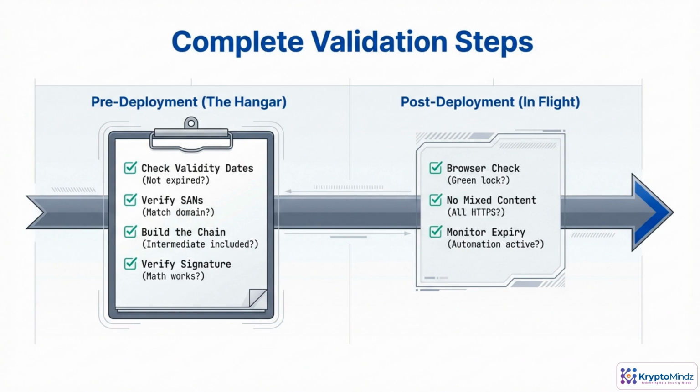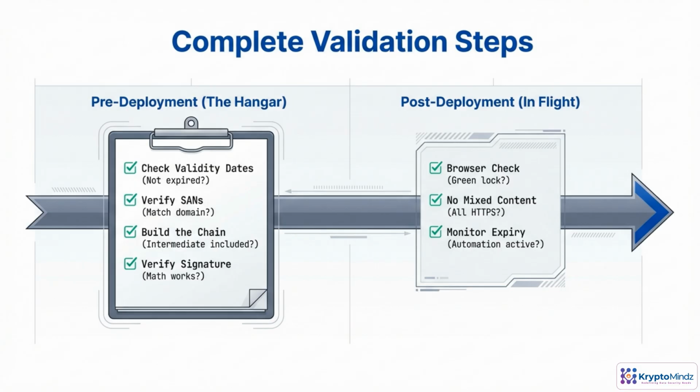When you think about validating certificates, split your mindset into 2 phases: before deployment and after deployment. Before deployment, you're still in a safe hangar. Here, you verify that the certificate is valid in time and that its validity window covers your planned go live and any grace period. You confirm that all the subject alternative names actually match the domains and host names you intend to serve. You also build and test the full chain to a trusted root, making sure every required intermediate is present. Finally, you verify the digital signature so you know the certificate hasn't been tampered with and really comes from the issuing CA.